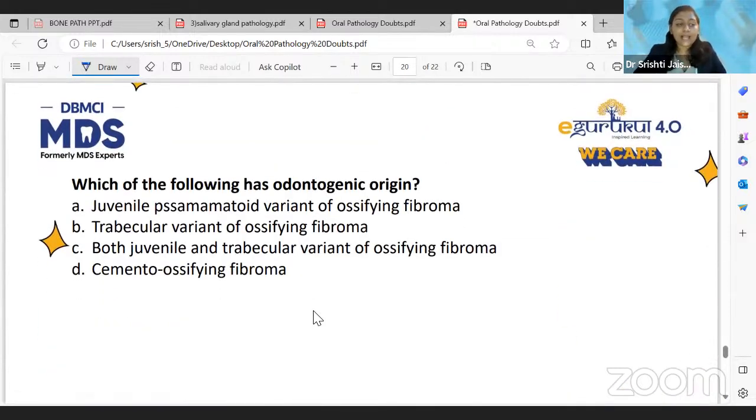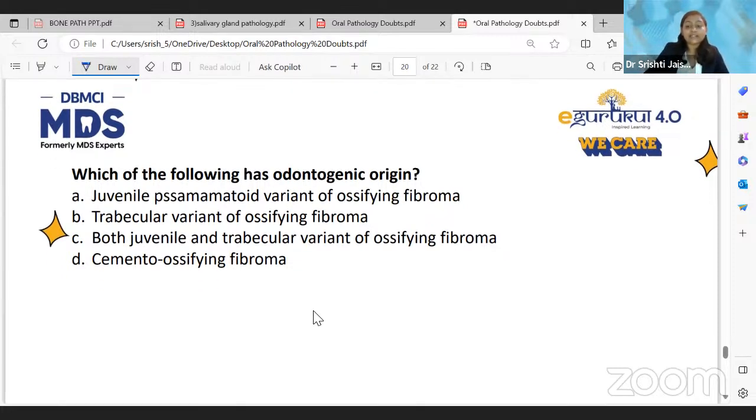Which of the following has odontogenic origin? Now let's see the options. We have the juvenile psammomatoid variant of ossifying fibroma, the trabecular variant of ossifying fibroma, both juvenile and trabecular variants of ossifying fibroma, and cemento-ossifying fibroma. If you know the classification of tumors, this question you can easily mark.